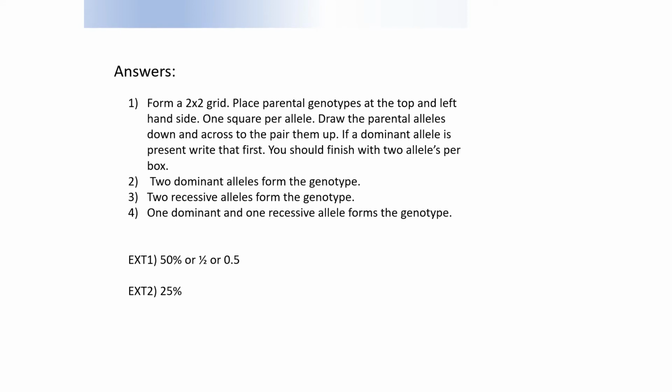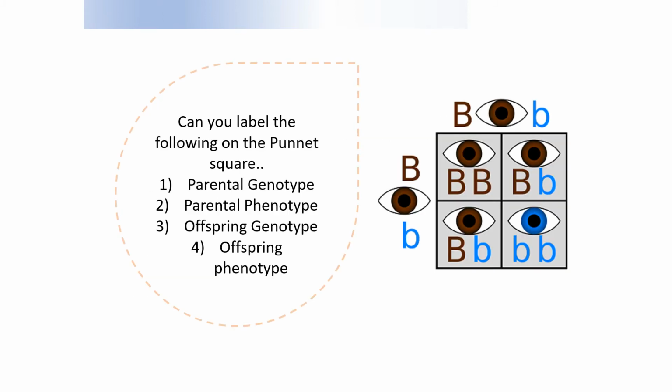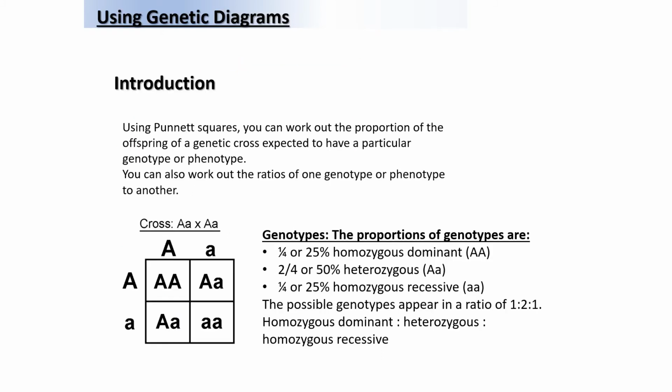Here are the answers for you. Now check your answer. If it's wrong, do the corrections. Can you label the following on the Punnett square? Parental genotype, parental phenotype, offspring genotype, offspring phenotype. Pause the video and try it now. Using genetic diagrams.